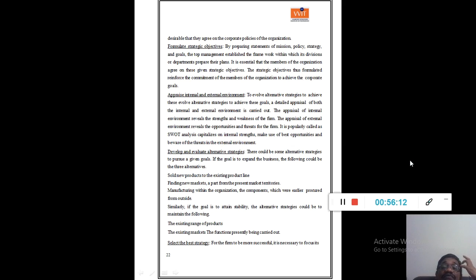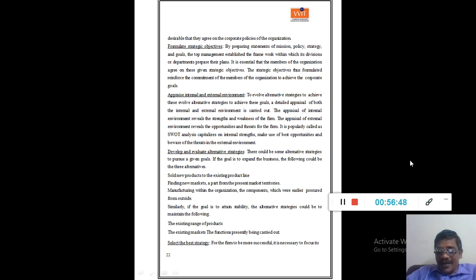The top management establish the framework within which divisions and departments prepare their plans. So it is essential that the members of the organization agree on these given strategic objectives. Thus formulated, the strategic objectives reinforce the commitment of the members. That is very, very important. Always take the commitment of the members. They must be committed. You must take the willingness. You should convince your subordinates.